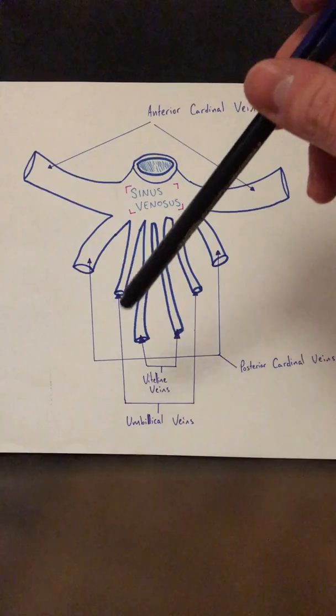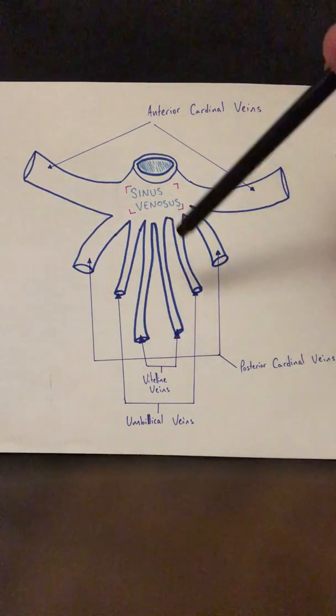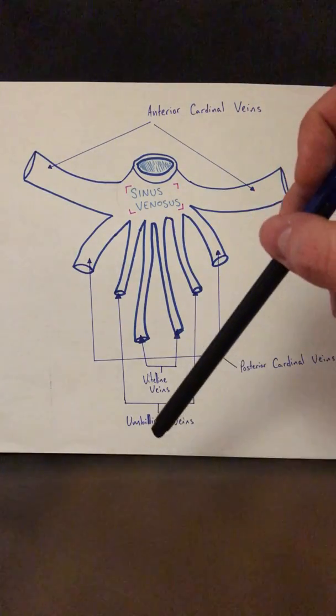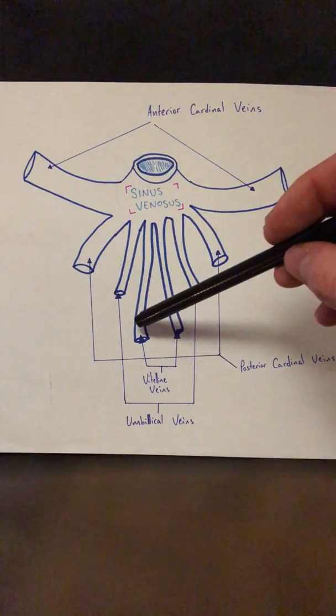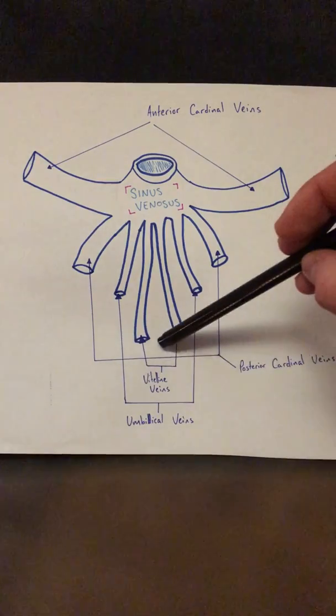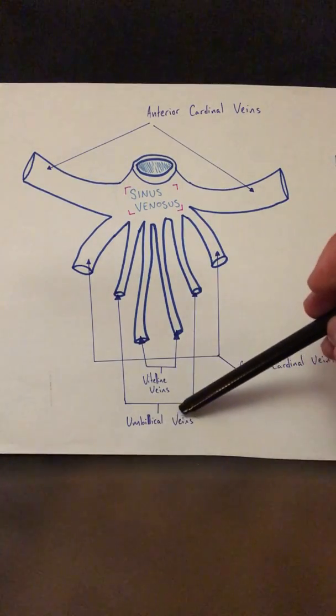You've also got the umbilical veins, which are going to be bringing blood in from the placenta through to the heart, oxygenated blood that is. And we've also got the vitelline veins. And the vitelline veins are going to be draining the yolk sac of the embryo.